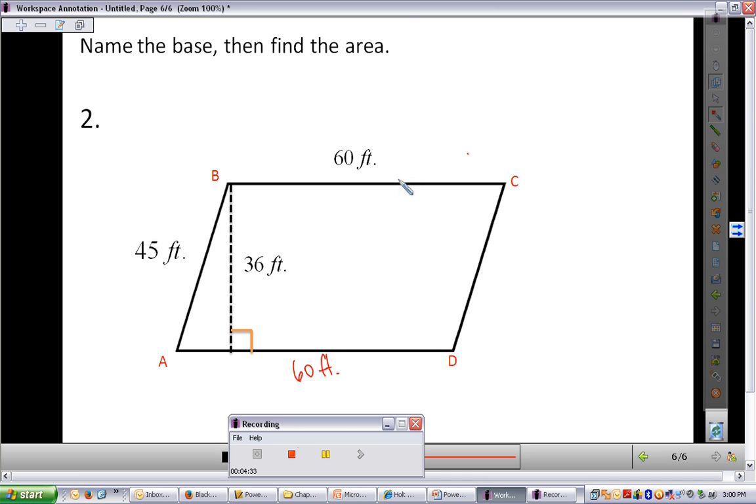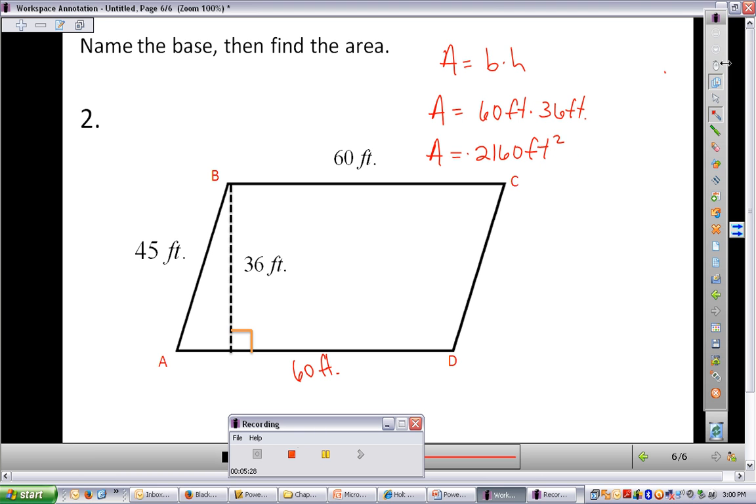So once again, using the formula from earlier, area equals base times height. Area is going to equal my base, 60 feet, times my height, 36 feet. You can all use calculators on this. Plug it into your calculator. You're going to find that the area of this parallelogram, 60 times 36, is going to be 2,160 feet squared. Moving on.